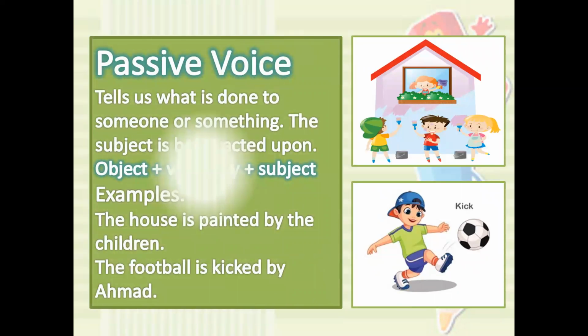Passive voice, right? Tells us what is done to someone or something. The subject is being acted upon. The object comes first, then the verb, and by, then the subject, right? So students, the examples now are in passive voice. The house is painted by the children and the football is kicked by Ahmad.